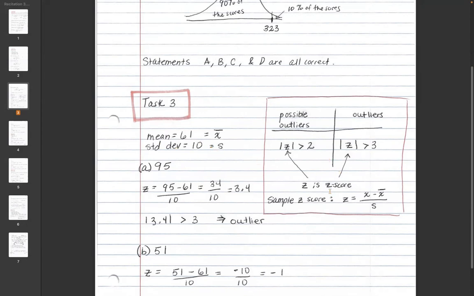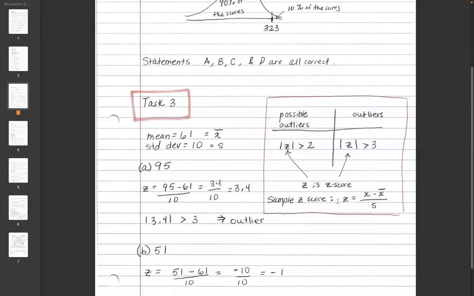And so if we're using a z-score, the way we figure out if we have an outlier is if the absolute value of the z-score is greater than 2, then we have a possible outlier. If the absolute value of the z-score is greater than 3, then we have an extreme outlier. So the first number we were given is 95. So let's calculate the z-score for 95.